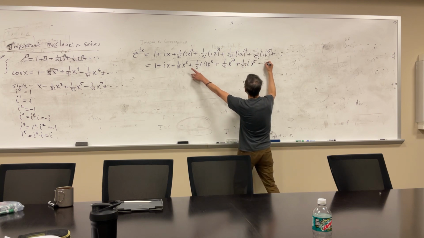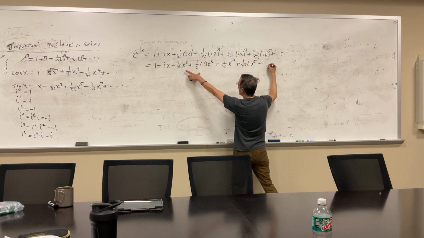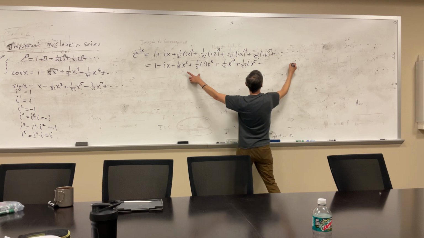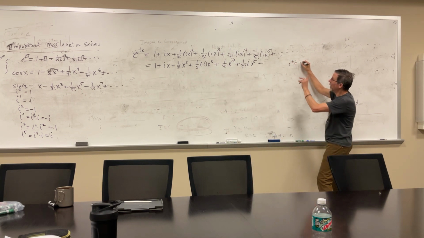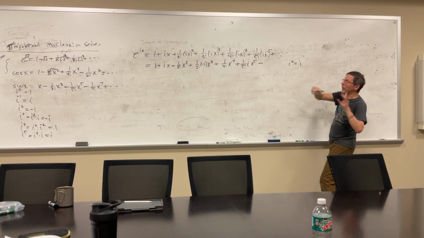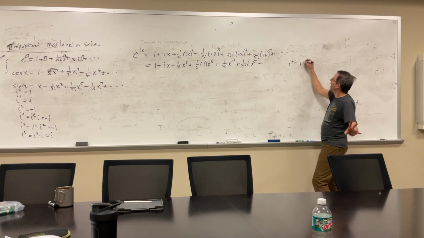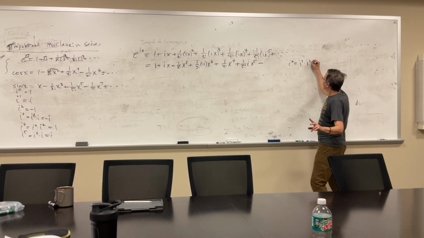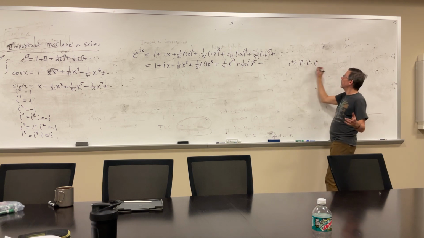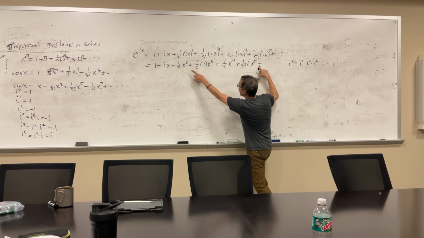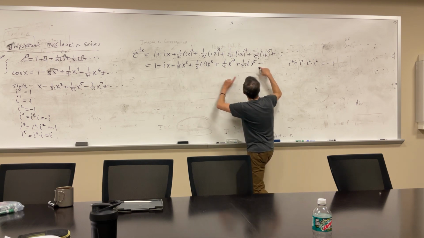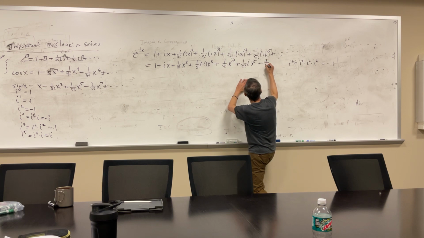Then the next one would be I to the 6th. What would I to the 6th be? Slow down, let's just do this part. You're right, you're doing the whole term. I squared, I squared, I squared is negative 1. So it's going to be minus, and it's real. Notice how every other term is a real thing, and every other term has an I in it. So this becomes negative 1 over 6 factorial x to the 6th.